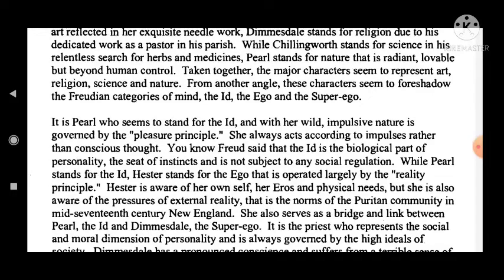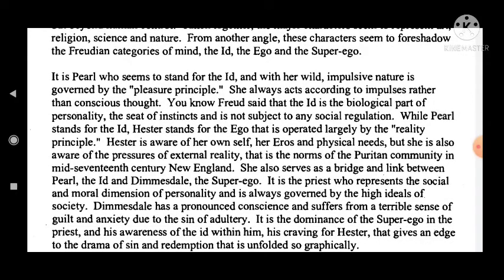While Pearl stands for the id, Hester stands for the ego that is operated largely by the reality principle. Hester is aware of her own self, her eros and physical needs, but she is also aware of the pressures of external reality, that is the norms of the Puritan community in mid-17th century New England.